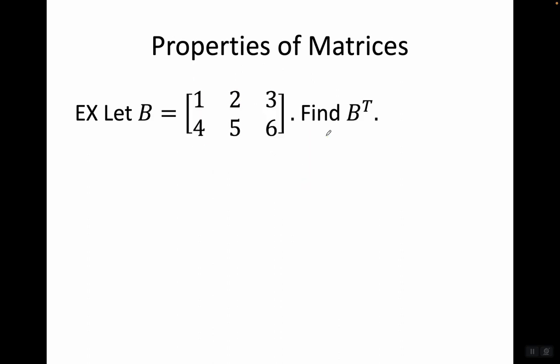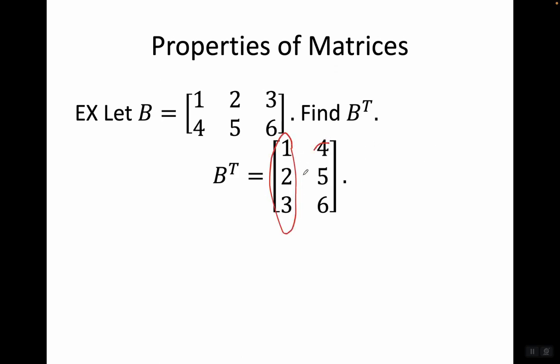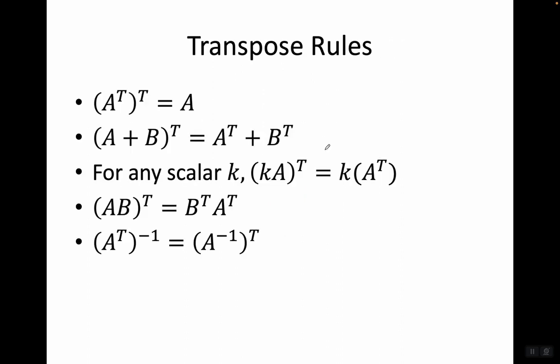In the same way, if B equals [1, 2, 3; 4, 5, 6], B transpose is going to look like this. Okay, the first column is going to be 1, 2, 3, and the second column is going to be 4, 5, 6. Here are some transpose rules. The transpose of A transpose is just A. (A plus B) transpose is A transpose plus B transpose. You can factor out k. (kA) transpose is the same thing as k times A transpose. (AB) transpose is the same thing as B transpose A transpose. And (A transpose) inverse is the same as (A inverse) transpose.